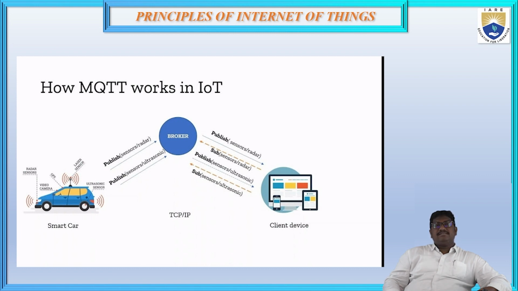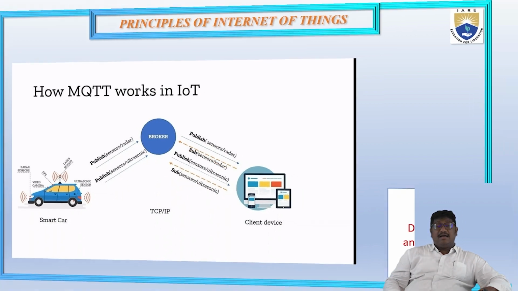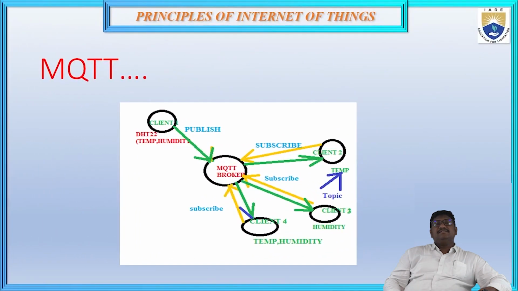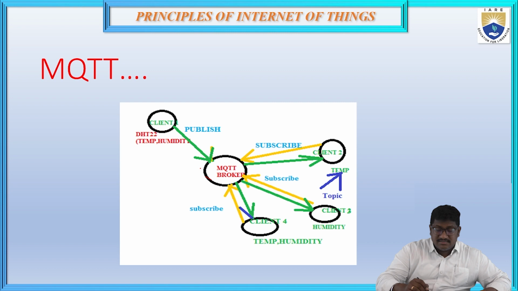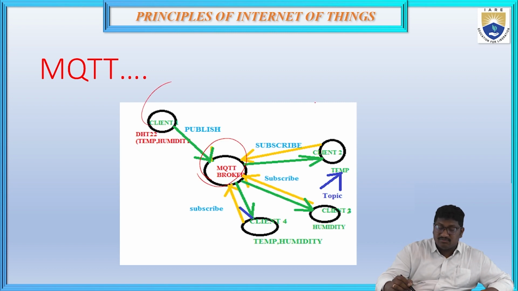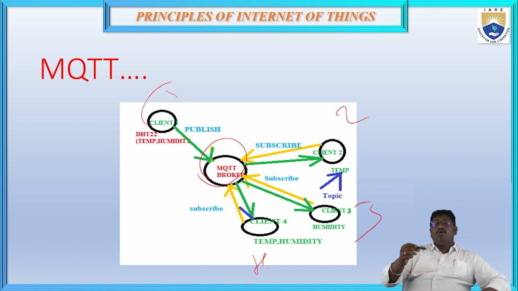See how the broker is publishing the thing, and whoever the client requires, they are going to subscribe. They are going to subscribe to your information, whatever is published by the MQTT broker. This is how the things are going to happen. Once have a look at this. This is the MQTT broker, and there are client 1, client 2, client 3, client 4. Whoever wants that particular published article, they are going to subscribe to it.